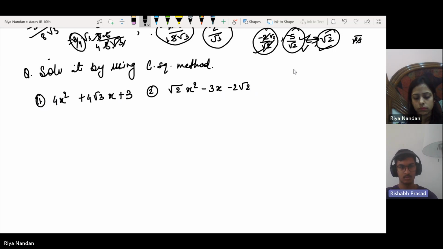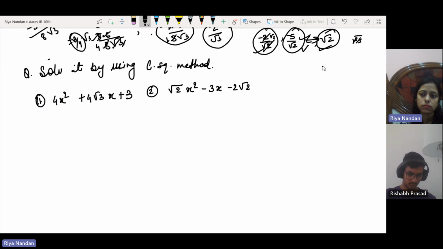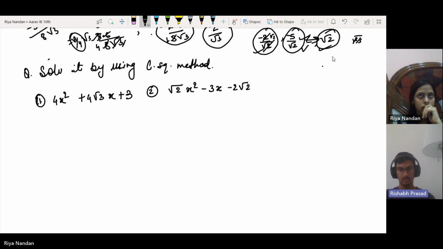Answer? 2 root 6 plus minus root 0 upon 6. Simplify it and let me know the correct answer. The simplified answer. Is it root 6 plus minus root 0 upon 3?